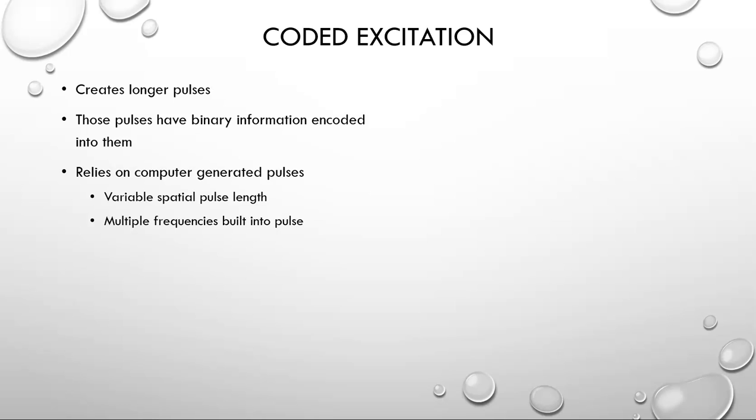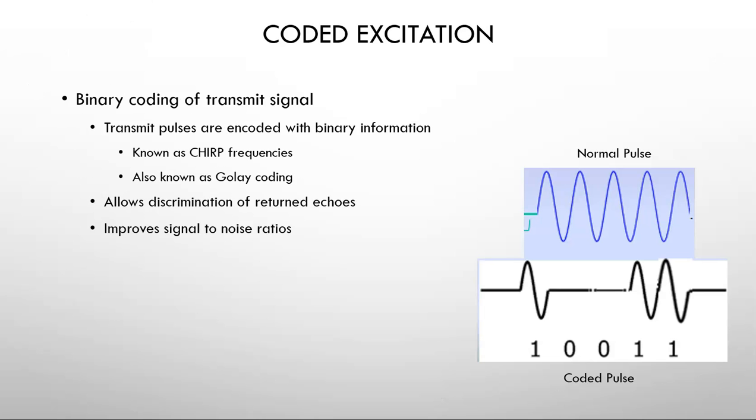It relies on a computer to generate these pulses, and it gives us a variable spatial pulse length. There's also multiple frequencies built into the pulse. Coded excitation you can think of as a binary coding of a transmit signal. The transmit signals are encoded, and this is known as chirp or delay frequencies.